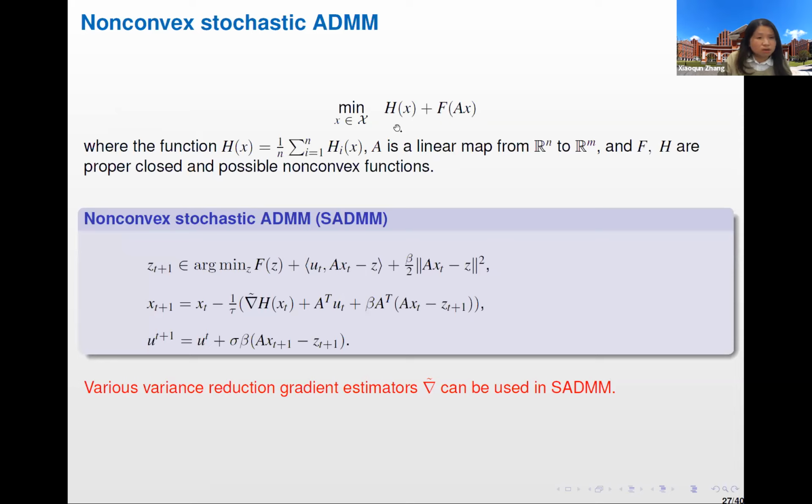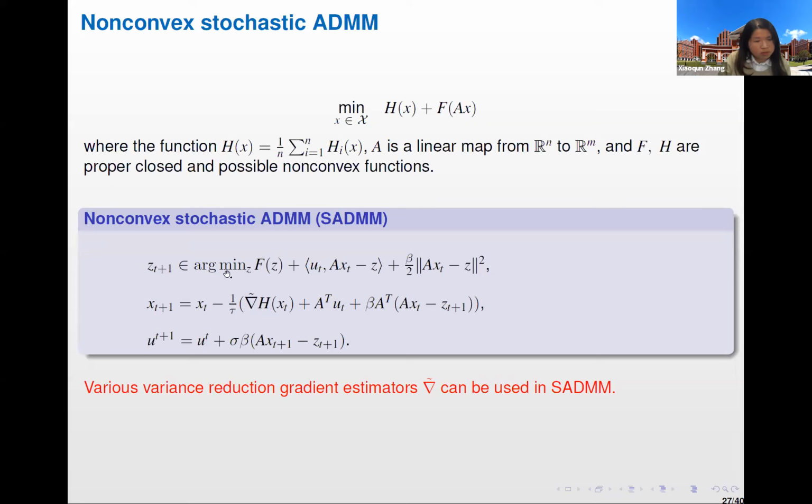So let's take a look at this formulation. For this non-convex stochastic ADMM, we are considering this formulation. Sorry for the change of notation, but it is still two terms. H is a sum of n functions, A is still a linear map, and both H and F are probably not convex, okay? So the non-convex stochastic ADMM we are considering here takes this form.